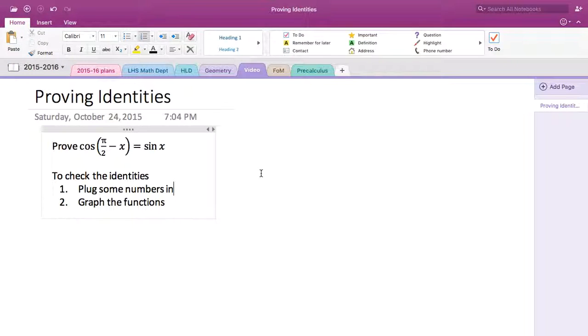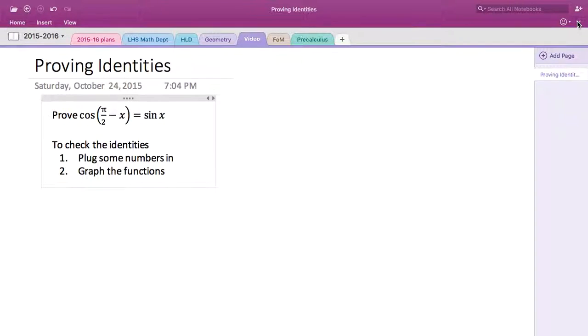So this video is to go over proving identities. Let's look at this problem. Prove cosine of pi halves minus x equals sine of x. There are two ways to check whether the left side and right side of an identity are equal that we learned in Algebra 1. First is to plug some numbers in. Second is to graph the functions to see if the graphs look the same. So let's use that.